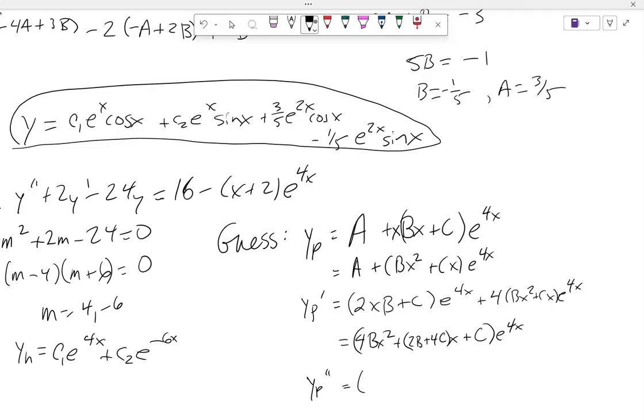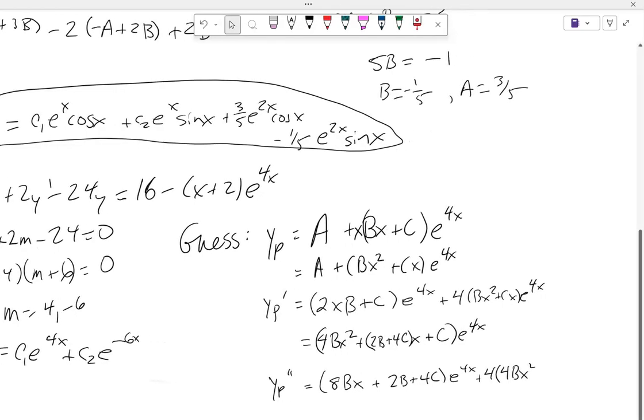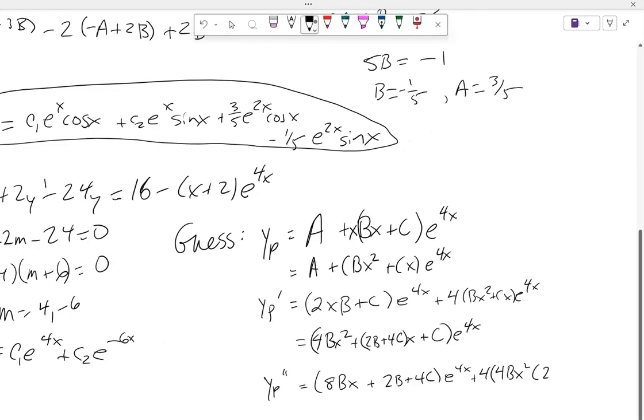Because now product rule again, here we'll get 8bx plus 2b plus 4c, e to the 4x, and then plus 4 times 4bx squared, 2b plus 4cx plus c e to the 4x.